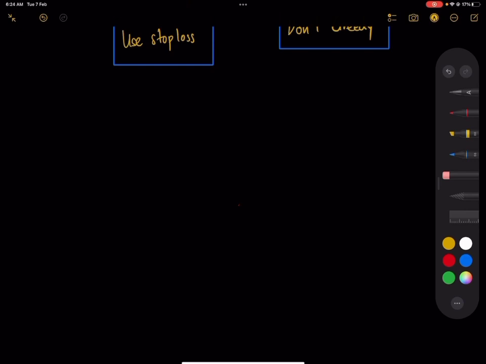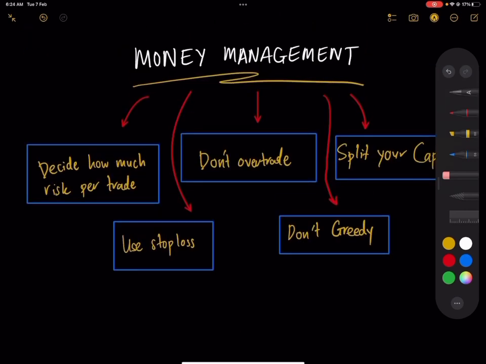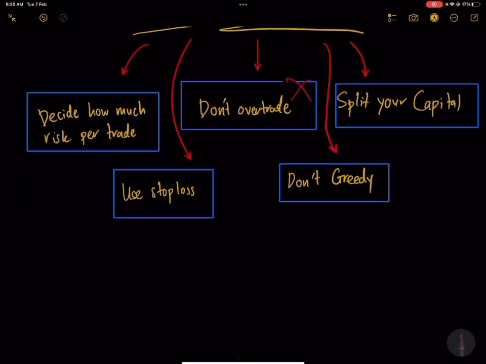Even for the best forex trader, money management won't help you if you still overtrade, taking multiple trades without any confirmation. It is a very bad habit. So please don't overtrade.